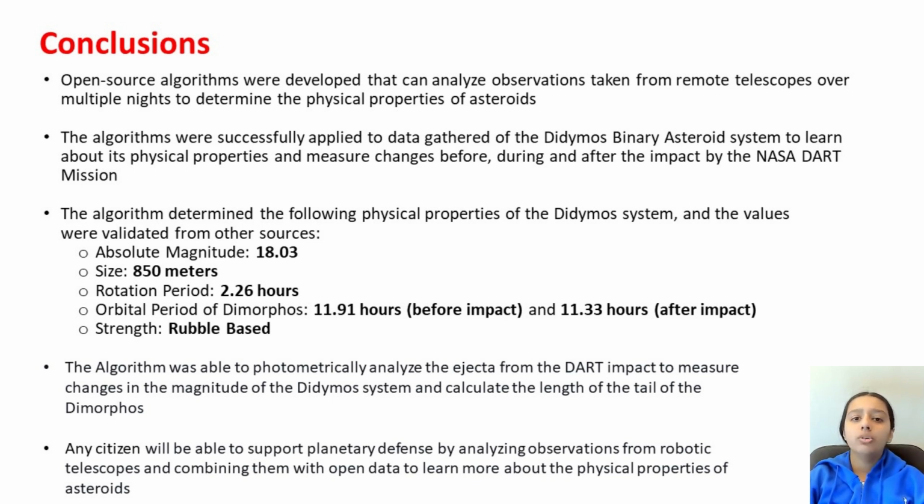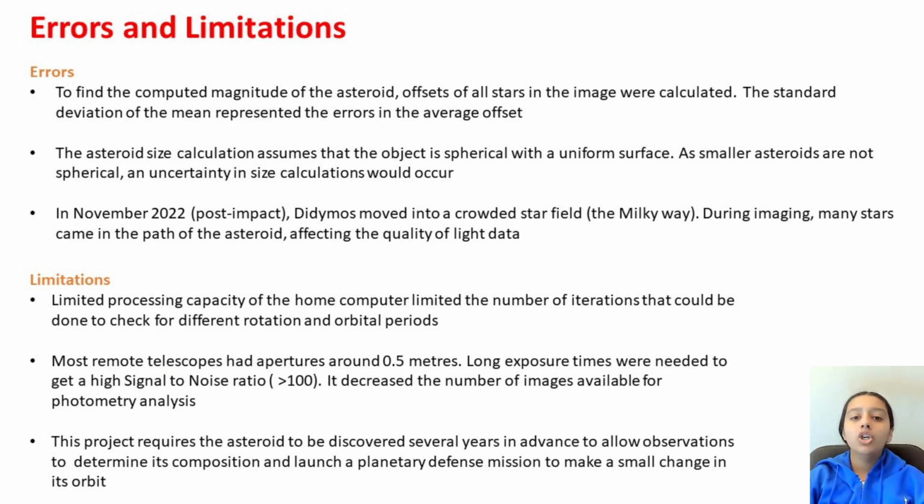I was able to find an absolute magnitude of 18.03. I was able to find a diameter of 850 meters. I was able to find a rotational period of 2.26 hours, and I was able to find an orbital period of 11 hours and 55 minutes before the impact and 11 hours and 20 minutes after the impact. I was also able to determine that the asteroid was likely rubble-based. I was also able to analyze the ejecta coming out of Didymos. My algorithm can be used by citizen scientists all around the world to measure the physical properties of any asteroid.